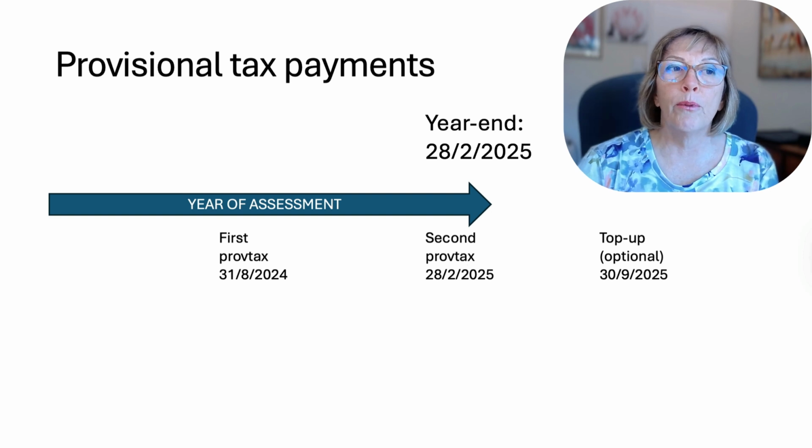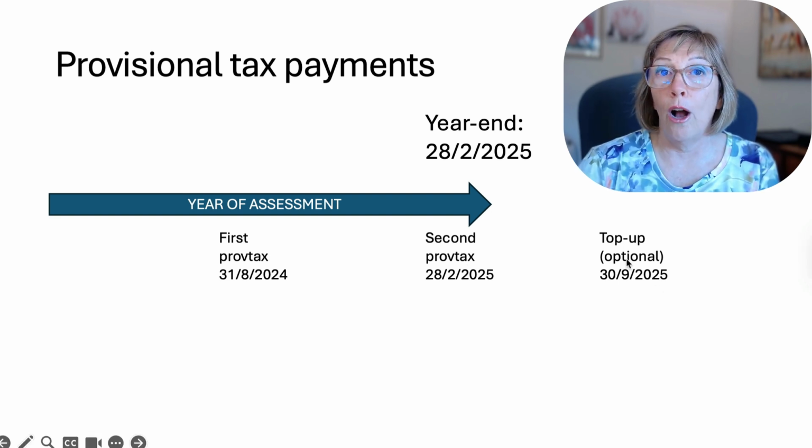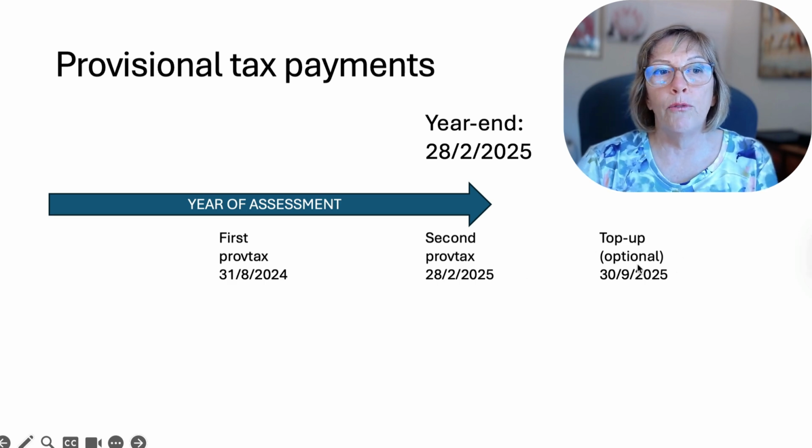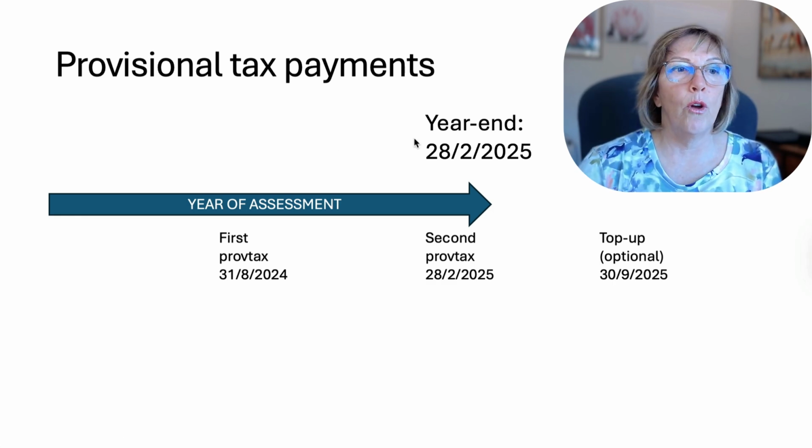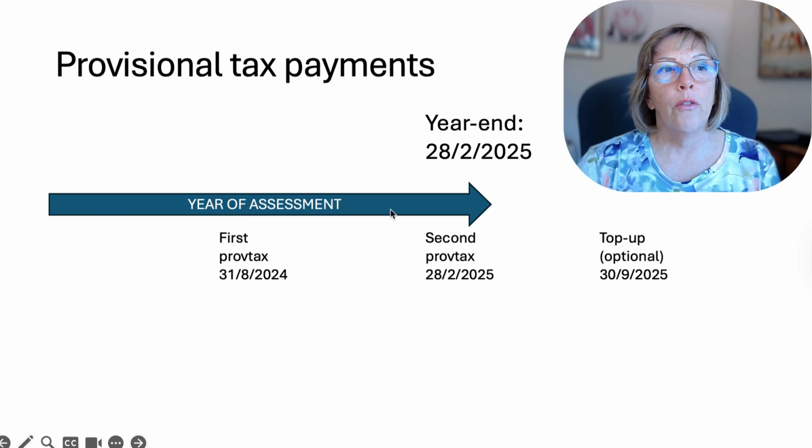You sometimes hear people talking about a third provisional payment. That's a top-up payment. It's optional, and it can be done if you have a February year end at 7 months after year end. So there's no penalties around the top-up payment, but if you haven't paid up all the tax that you need to pay by the end of September, then interest can apply. All right, but we're going to focus on this whole question of whether you are a provisional taxpayer.